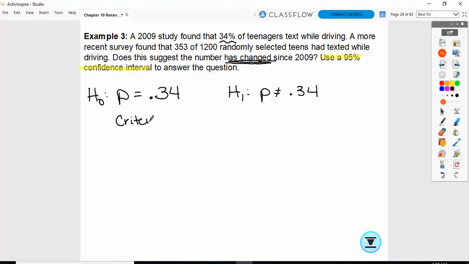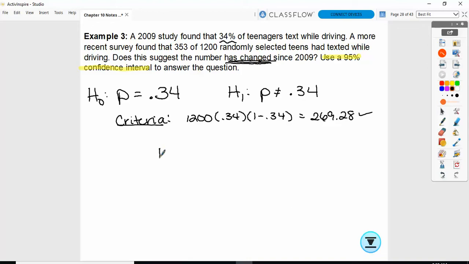Verify your criteria. I told you we can pretty much assume the 5% rule is going to be followed here, so we really just need to check n times p times 1 minus p. So my n was how many? 1,200 times p, which is 0.34, times 1 minus 0.34. I need this to be larger than 10. That's good.